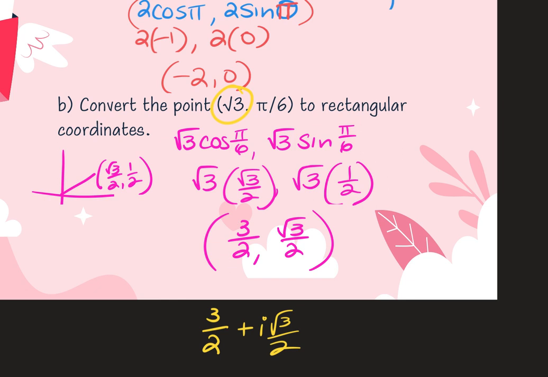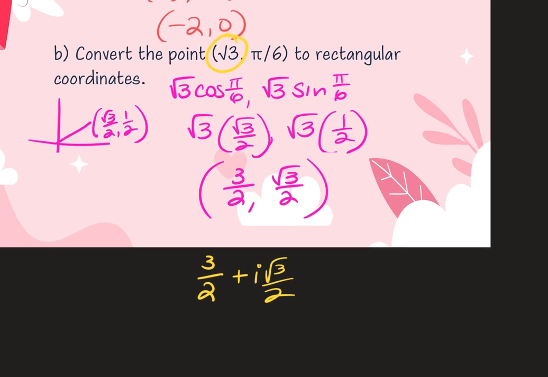If you get a negative for sine, would you ever? Yeah, sure. The third and fourth quadrants would be negative. So if it's negative, you would subtract it. If that was 7 pi over 6, it'd be -1/2, and so it'd be 3/2 minus i√3/2. Does it matter if the i is in the front or at the end? No, just don't put it under the root.